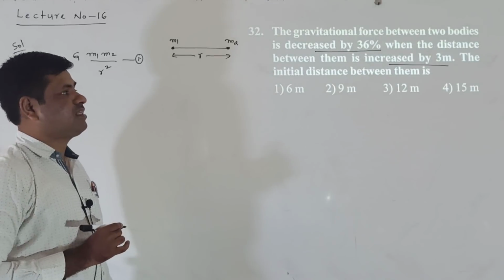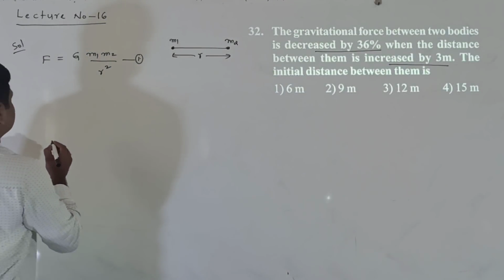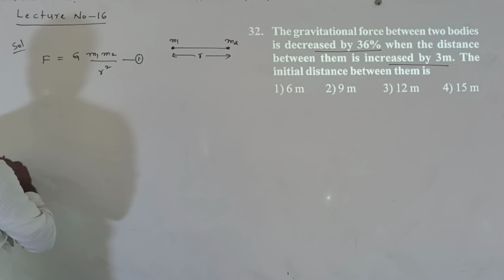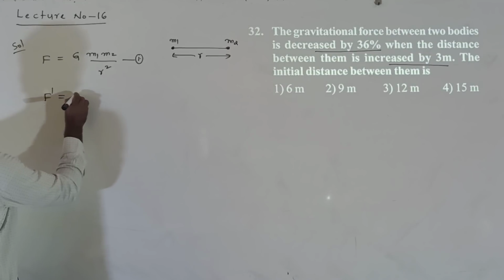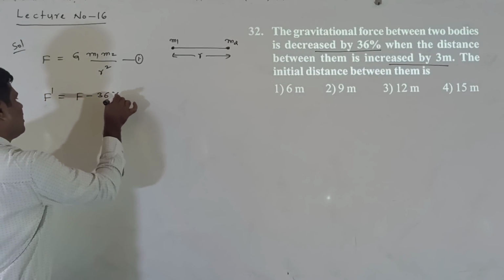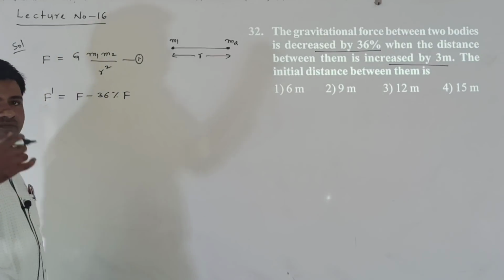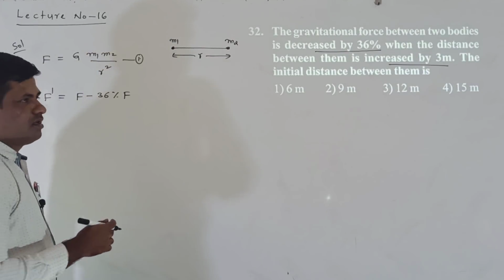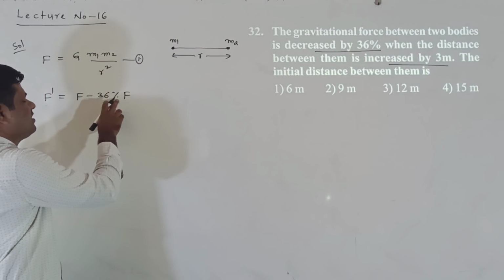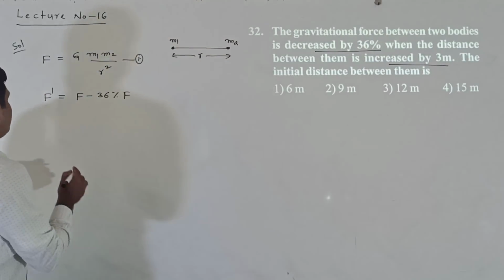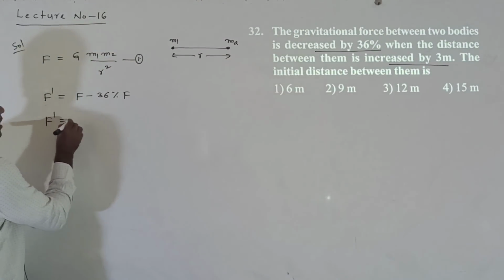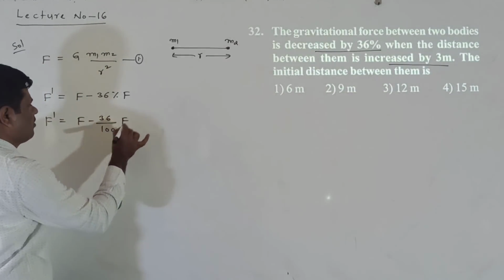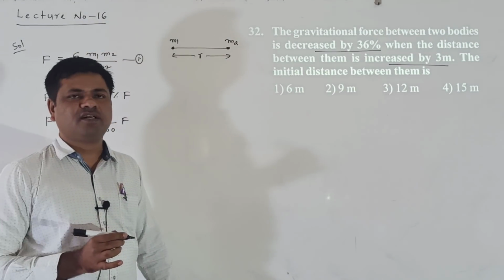That force is decreased by 36%. I consider the new force as F dash. F dash is equal to F minus 36% of F. In the initial force, 36% is decreased, and decreased means minus. So F dash can be written as F minus 36/100 F. When removing the percentage, we divide by 100.